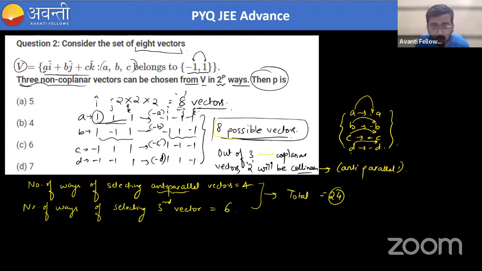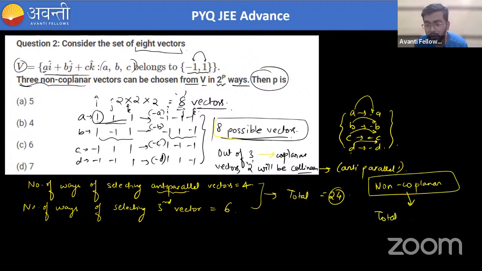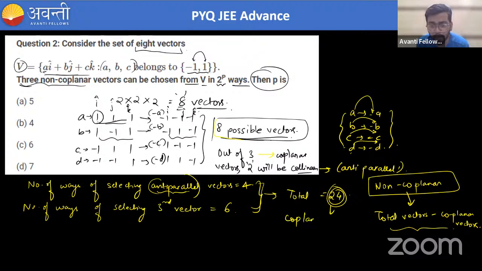Here, out of 3 coplanar vectors, since we need non-coplanar, the trick that we are using here is we are finding total vectors minus coplanar vectors. Yeah, we are choosing it like that. So we have found out in how many ways. Since these vectors are anti-parallel, that means this number 24 is for coplanar vectors, right?